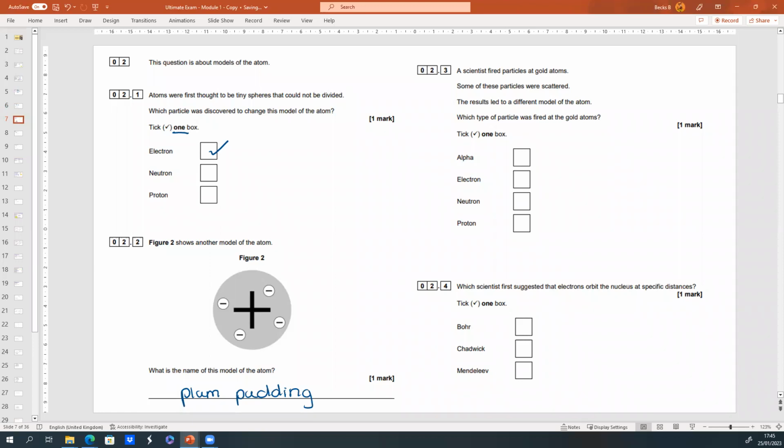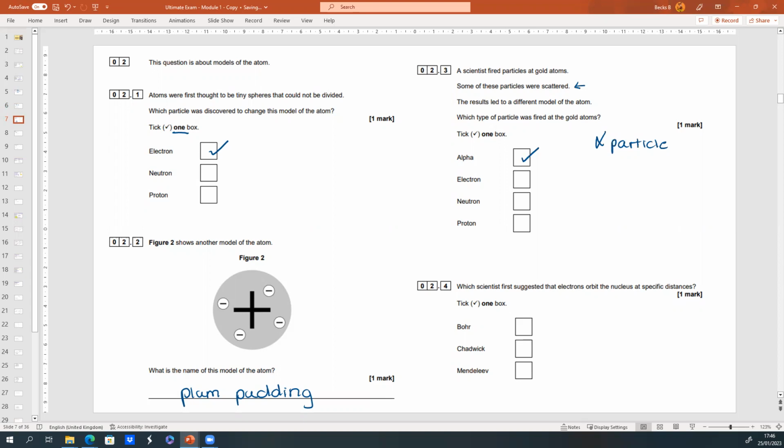2.3. A scientist fired particles at gold atoms. Some were scattered. This led to a different result. So which type of particle was fired at the gold atom? This is how we went from being the plum pudding model to realizing that there was space between them. So these were alpha particles. So it will be this box.